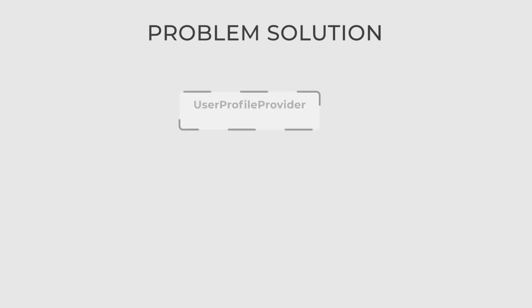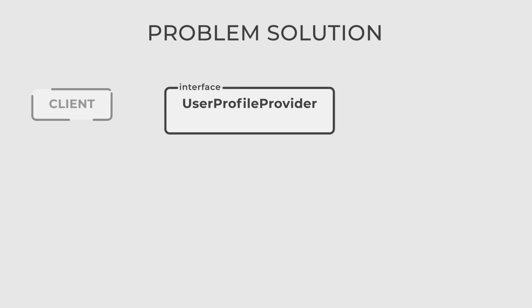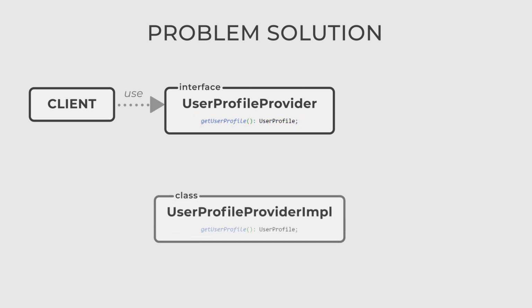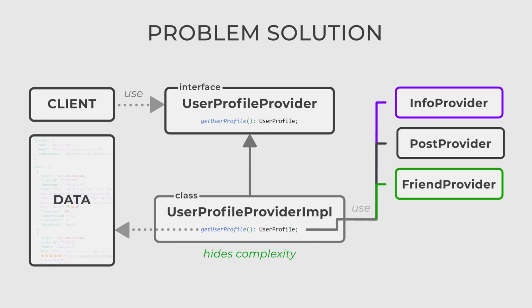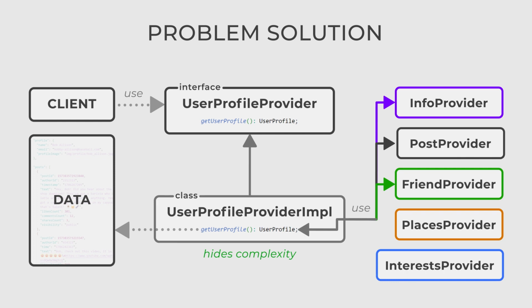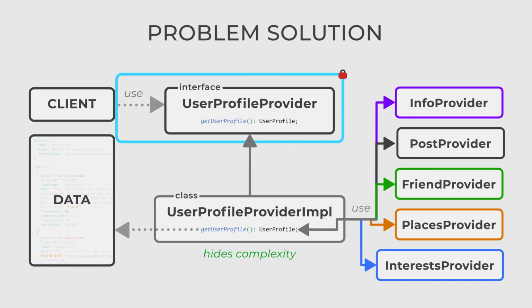Let's define the UserProfileProvider interface that the client will use and which contains a method getUserProfile. Then, let's create a UserProfileProviderImpl class that implements the interface. Its method returns all the information about the user's profile. It hides the complexity of obtaining information from various services, such as FriendsProvider, PostProvider, and so on. When new data needs to be added to the profile, the interface method and its use should not change.